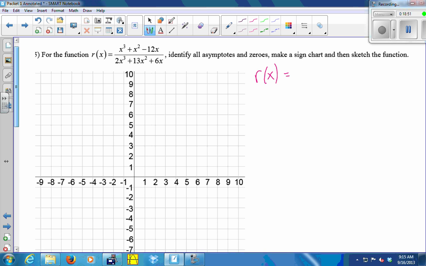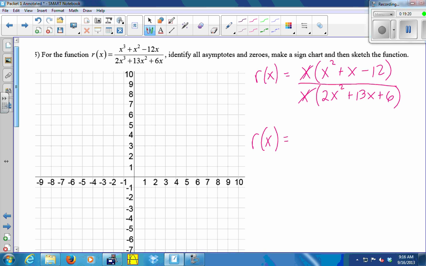x cubed plus x squared minus 12x. Well, I can factor out an x, and I get x squared plus x minus 12. And I can factor out an x from the bottom also, and I have 2x squared plus 13x plus 6. So I can cancel the x's. Can I factor any further? I think this would factor, right? x plus 4, x minus 3.